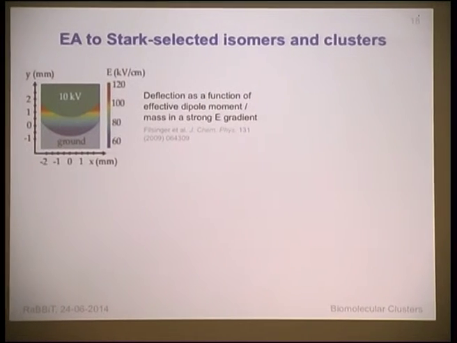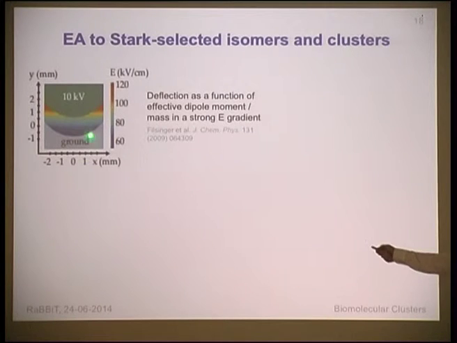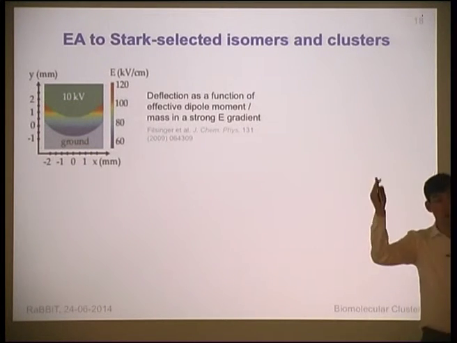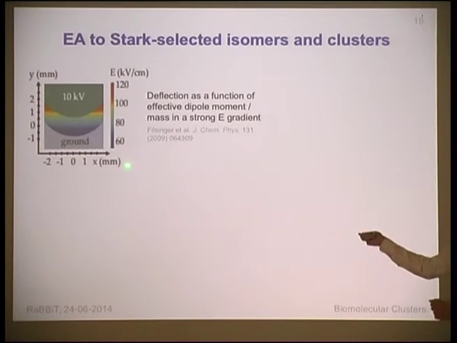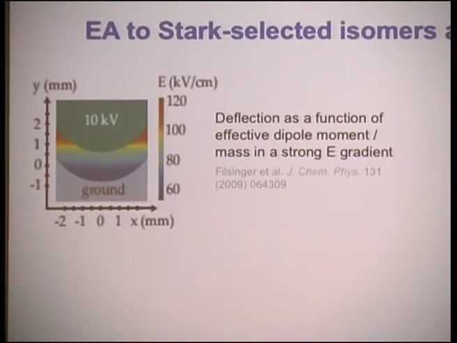and we're working on optimizing it at the moment, to use the dipole moment over mass ratio as a tool to try to select specific clusters. This is a Stark selection type process. What we do is we set up a strong electric field. Our molecules travel in the plane, through this field.